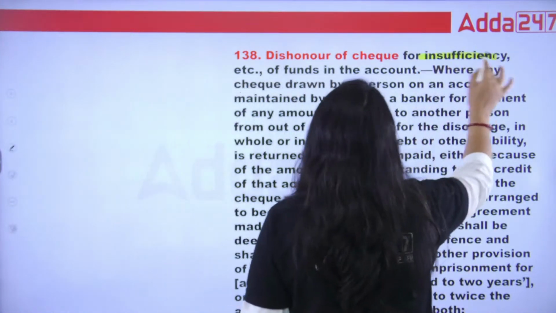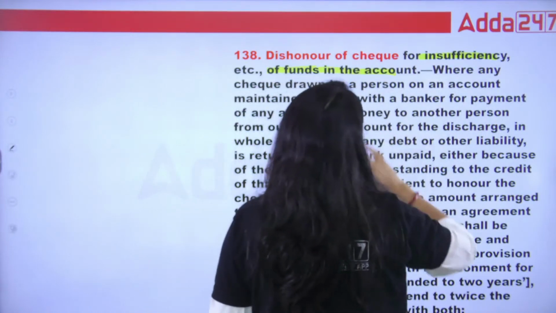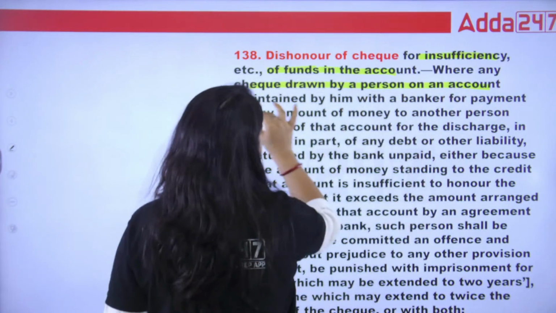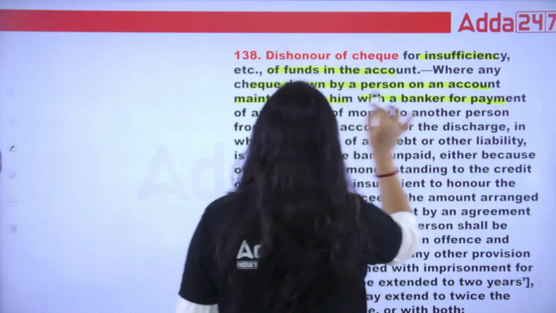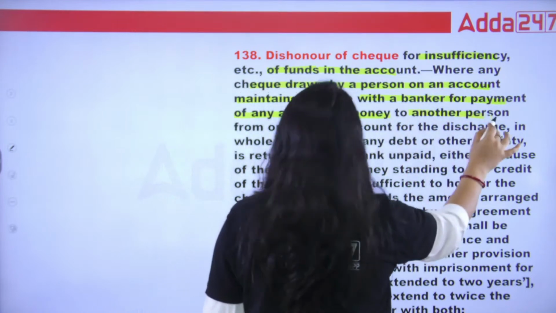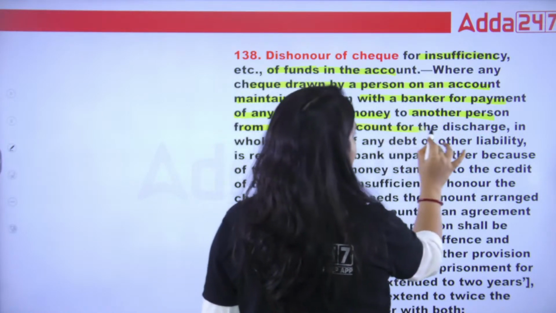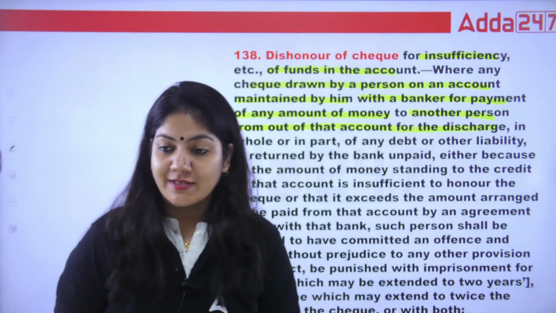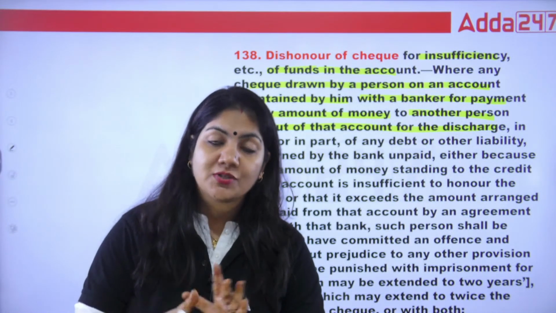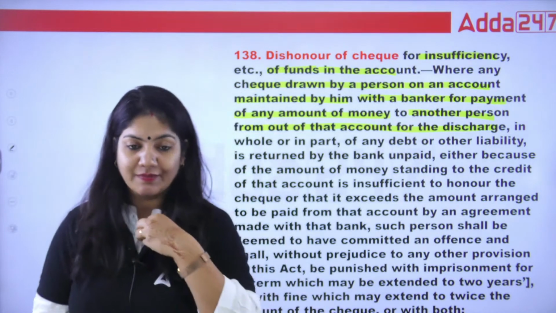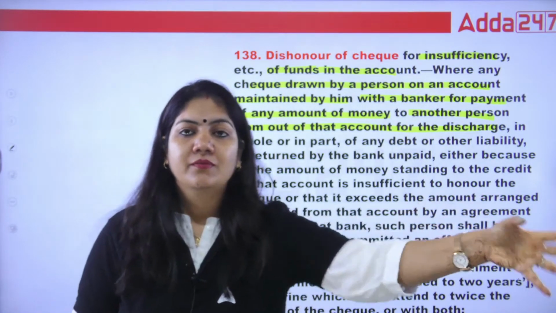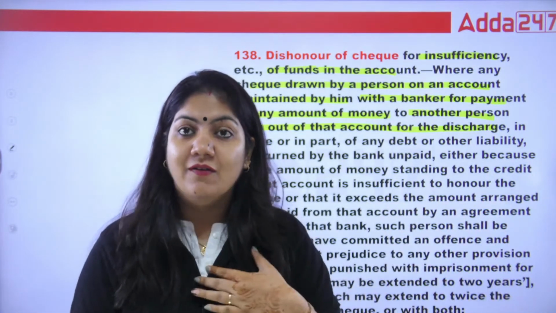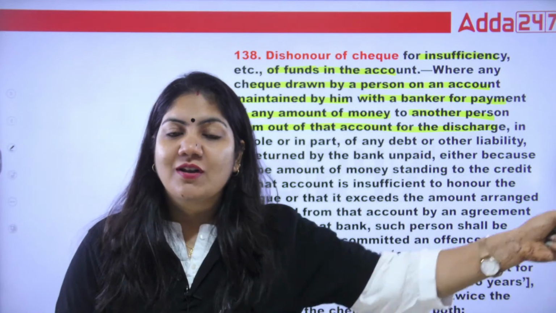Dishonor of check. For insufficient funds in the account, where any check is drawn by a person on the account maintained by him with a banker for payment of any amount of money to another from that account for the discharge. It is basically dishonor of check that is given in Section 138 of the Negotiable Instruments Act. Suppose Nikita ma'am has given a check to Vinitha ma'am. When Vinitha ma'am deposited the check, there is insufficient fund. This is called dishonor of check.